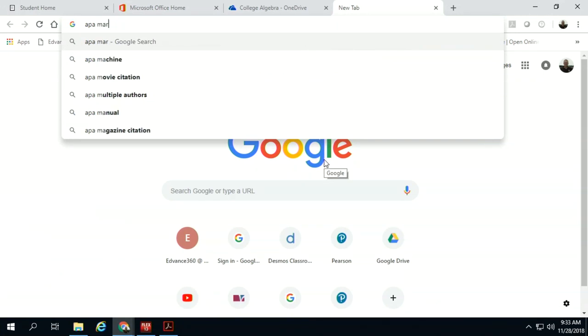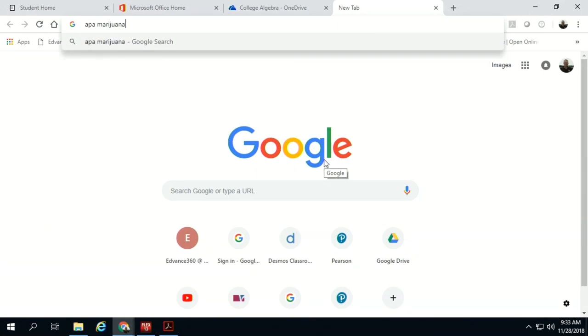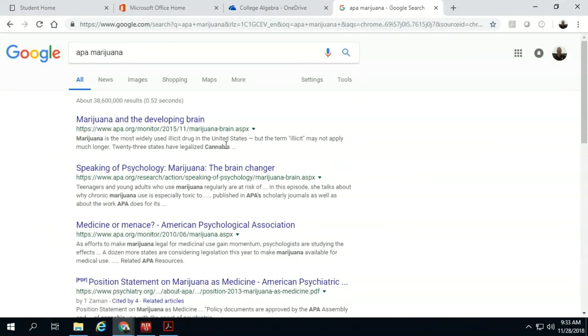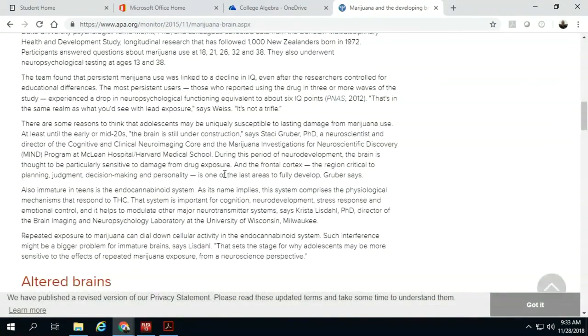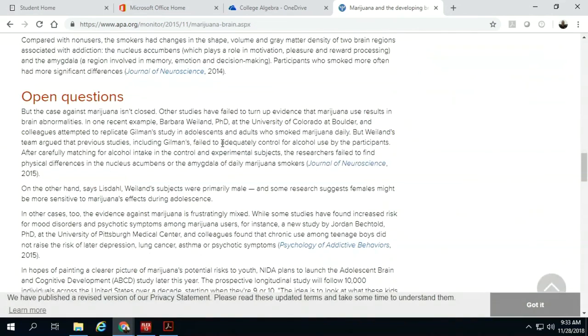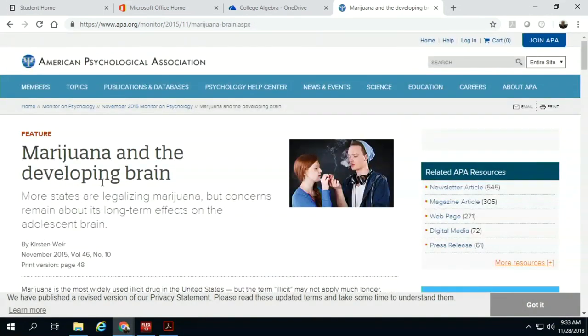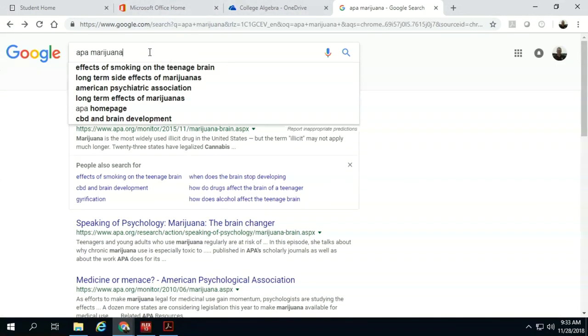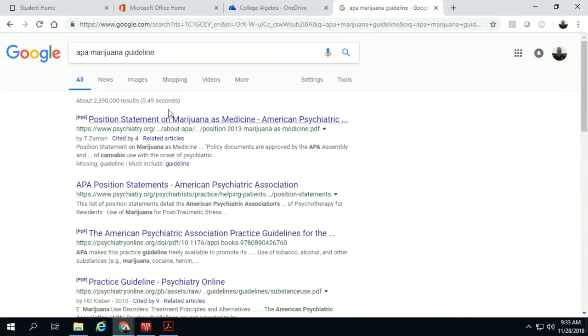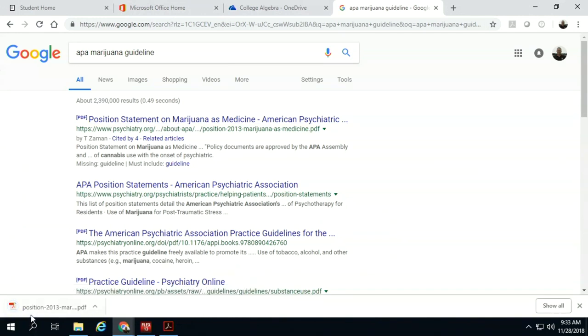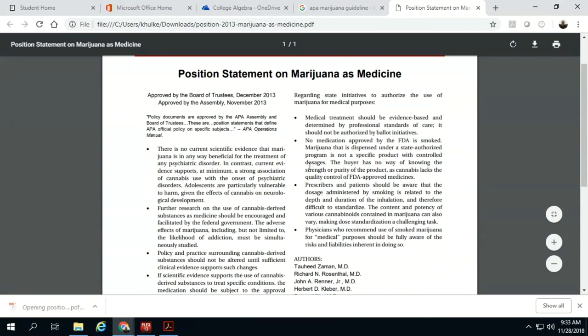APA marijuana guideline. They had a really long article here, but they do have a statement on marijuana use. There it is. Position statement on marijuana and medicine by the APA. This is the one that I thought you should read.